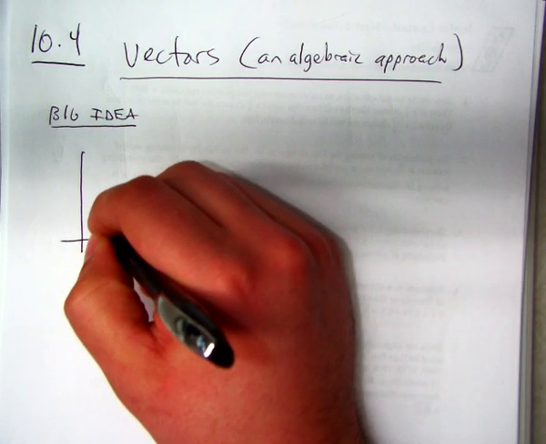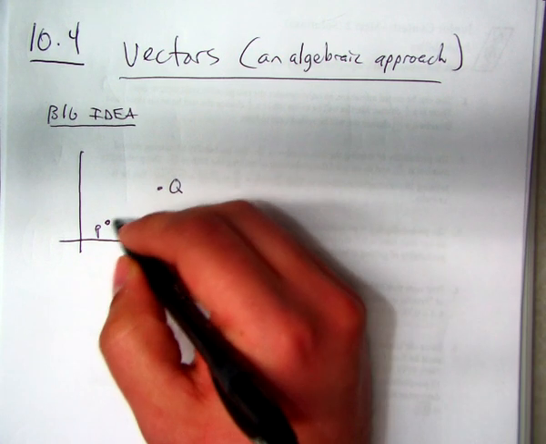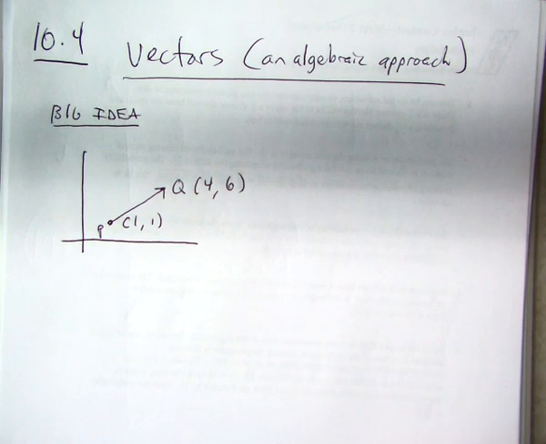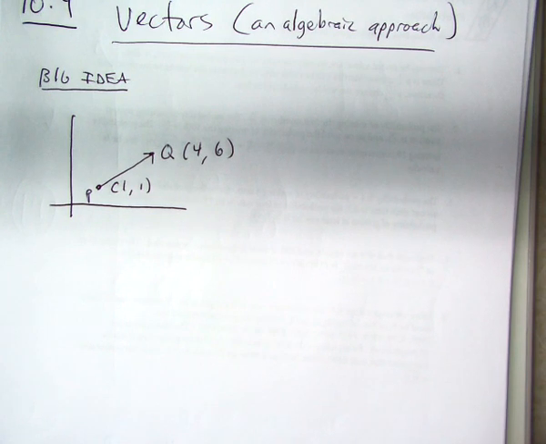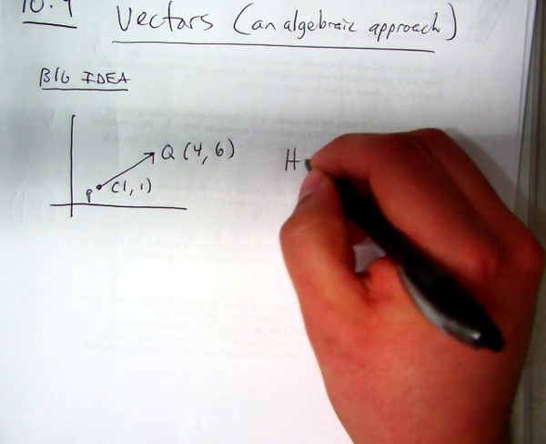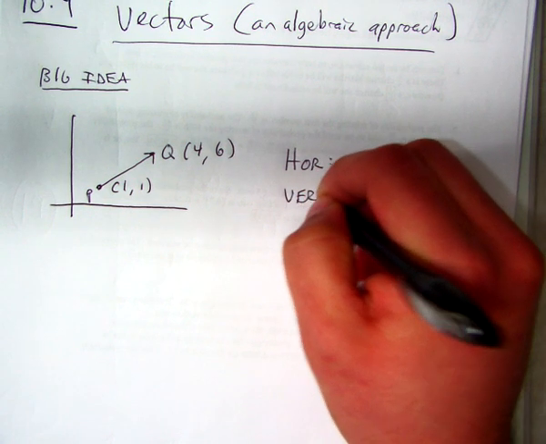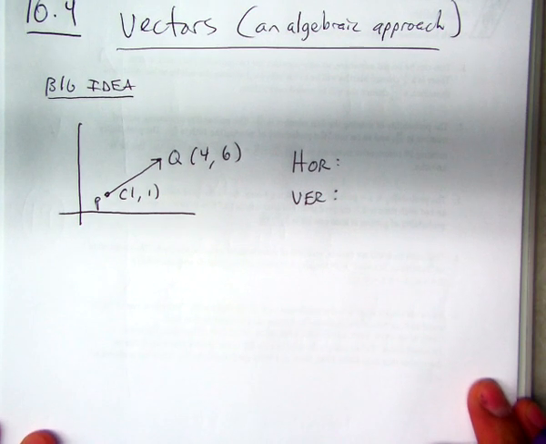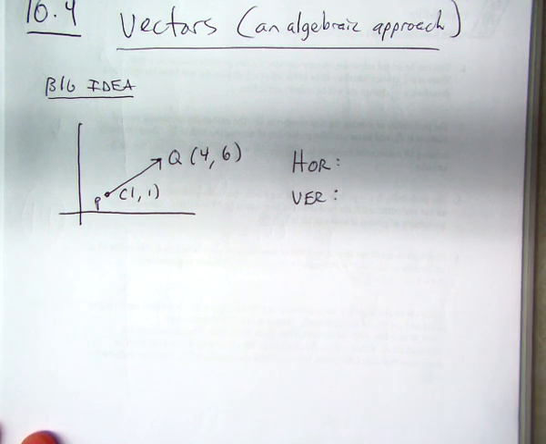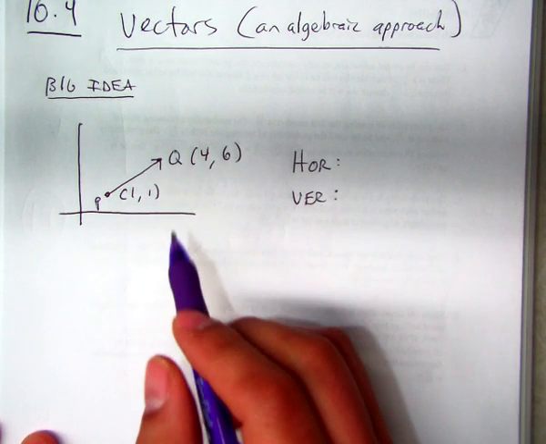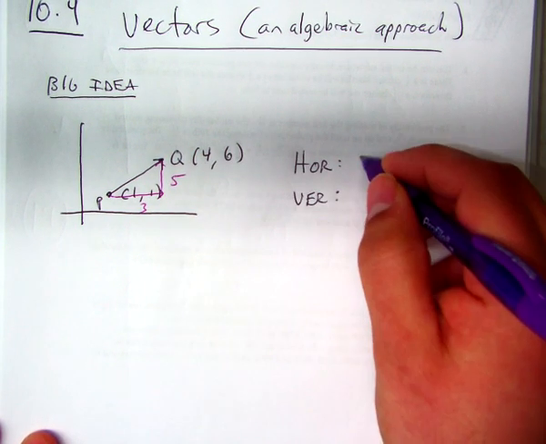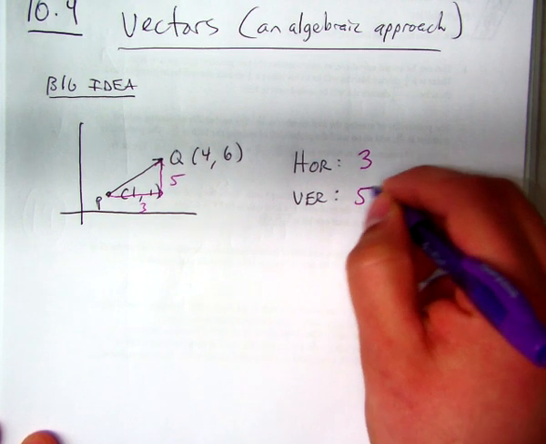Let's say this is P, and let's say this is Q. And let's say this is at (1, 1), and let's say this is at (4, 6). What are the horizontal and vertical components here? How big are those sides of the triangle, if you actually drew the right triangle? How would you get from P to Q? What would you have to do? Go right 3, up 5. Good. So we could say that positive 3 is the horizontal component, and 5 is the vertical component.